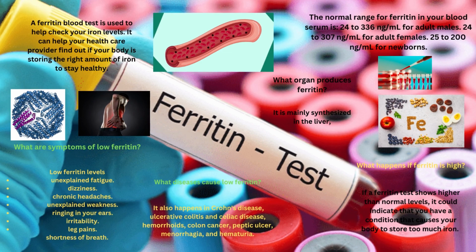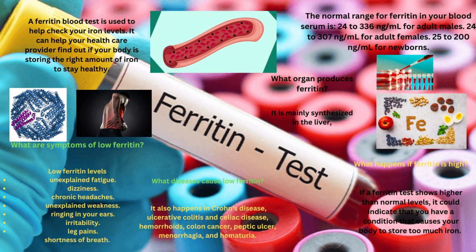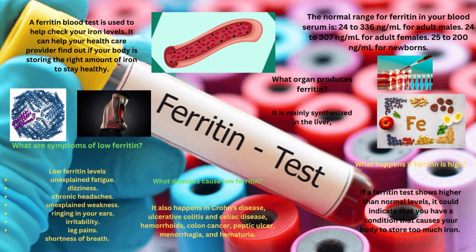Ferritin test. A ferritin blood test is used to help check your iron levels. It can help your healthcare provider find out if your body is storing the right amount of iron to stay healthy. What happens if ferritin is high? If a ferritin test shows higher than normal levels, it could indicate that you have a condition that causes your body to store too much iron. What disease causes low ferritin? It also happens in Crohn's disease, ulcerative colitis, celiac disease, hematuria, and peptic ulcer. What organ produces ferritin? It is mainly synthesized in the liver.